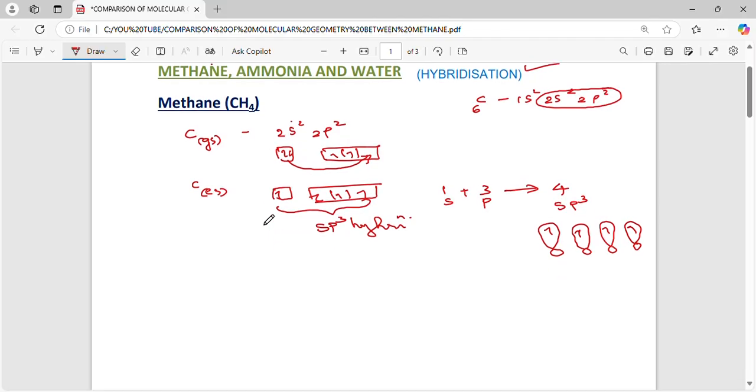Next step, these hybridized orbitals will align in such a manner as to reduce repulsion, so they will maximize the distance. As per molecular geometry, the electron pairs tend to align in the way that maximizes the distance between them. With 4 electron pairs, the best possible arrangement is tetrahedral molecular geometry. The skeletal geometry will look like this, with a bond angle of 109.5 degrees.